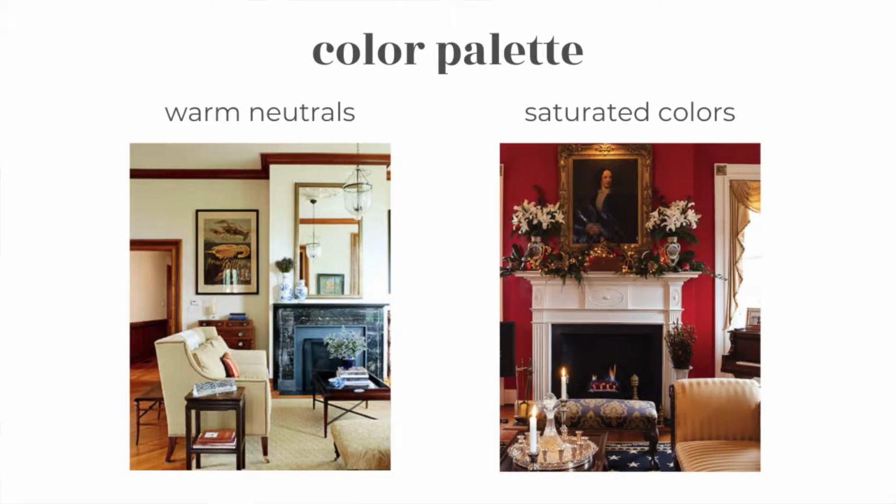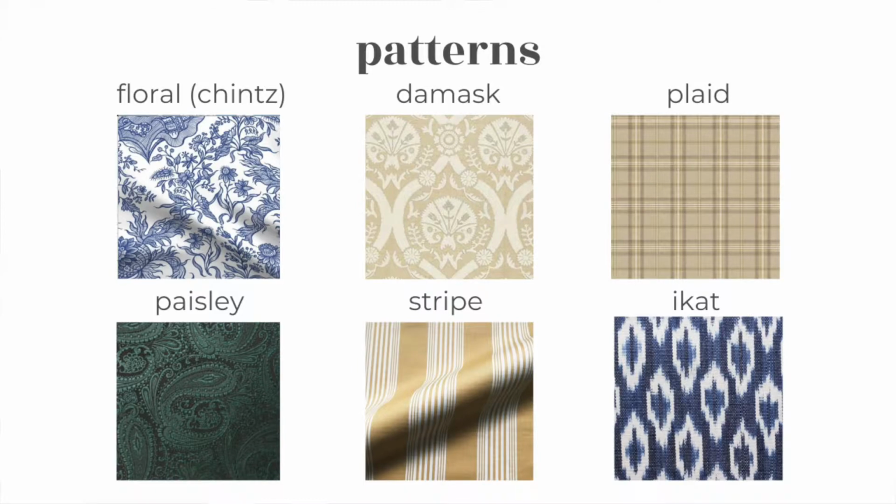There are two different routes that you can take for color palettes with traditional design. If you go more of the neutral way, then there'll be a lot of warm neutrals, so really creamy, yellow-toned based neutrals, or you'll see very deep, dark, rich colors that are very saturated. Think of the really rich reds and blues. You'll see those quite a bit as well. A lot of patterns that you'll see in traditional design would be florals, damask print, plaids, and paisleys. Those are all very common in traditional design.